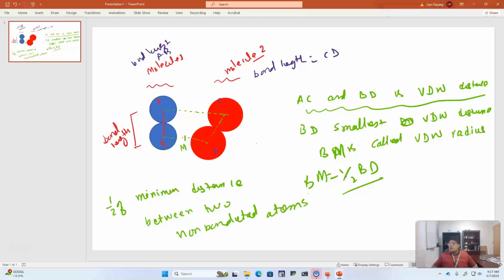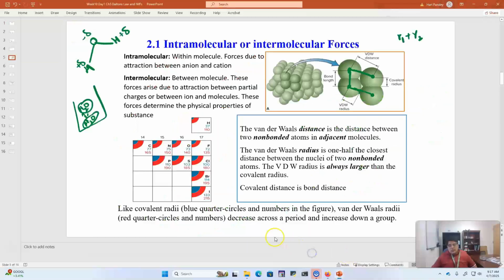That is said to be the van der Waals radius. So now let's go further. Like covalent radii, let's see the trend of the covalent radii. The blue circle is the covalent radii and the red circle is the van der Waals. Blue, covalent radii, means the distance between two bonded atoms. If it makes a covalent bond, what is the trend in the bond length?